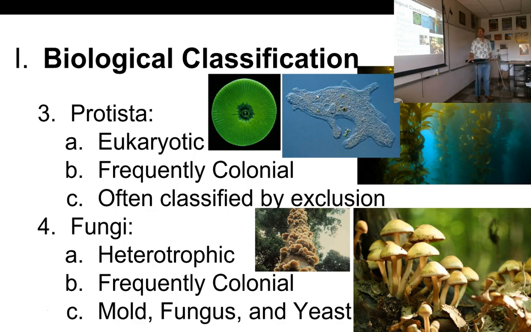Okay. There you go. Fungi are heterotrophic, so they don't make their own food. Some protists are heterotrophic, some protists are autotrophic, some bacteria are heterotrophic, some bacteria are autotrophic. But fungi are all heterotrophic, and this is what makes them not a plant, is fungi don't make their own food. They don't grow up and get food from the sun like plants do. Okay, they're heterotrophic. They're frequently colonial. They are multicellular. They are mold, funguses, and yeast.